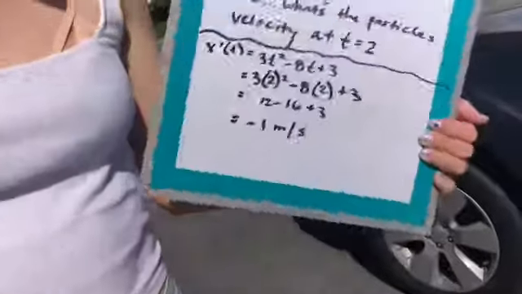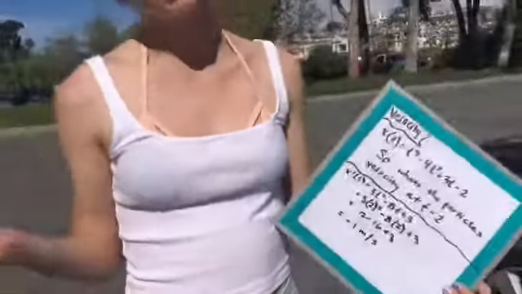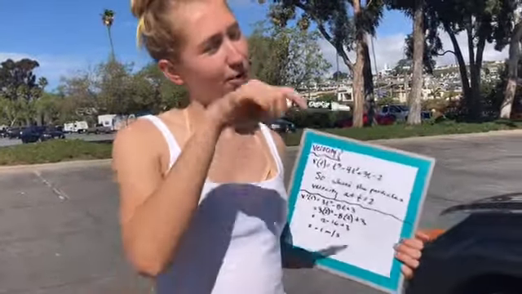And you're probably thinking, why is it negative 1? So it's negative 1 because the bungee cord's moving to the left on the x-axis or on the top of the car.